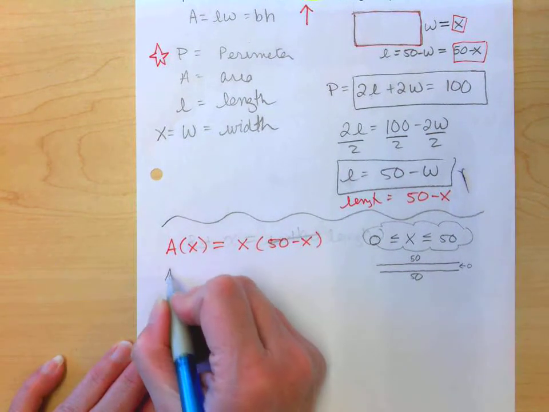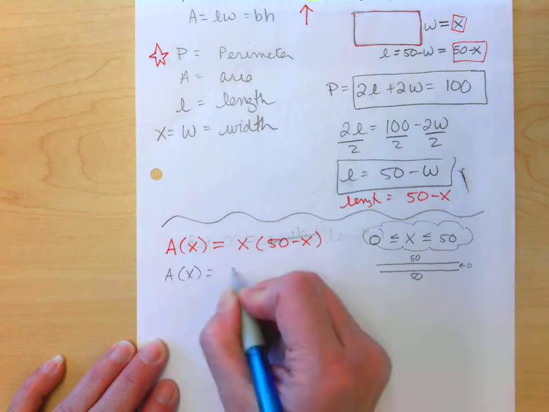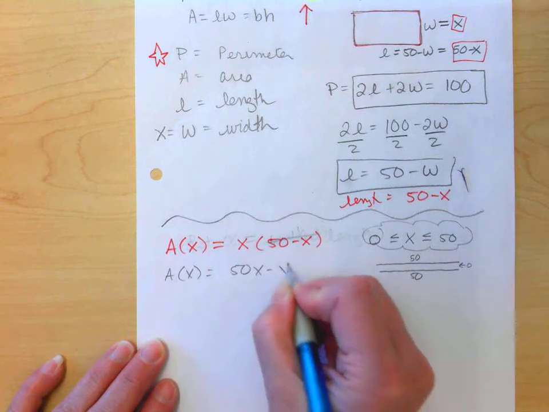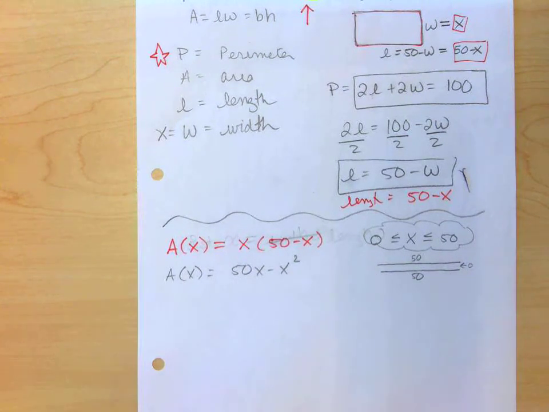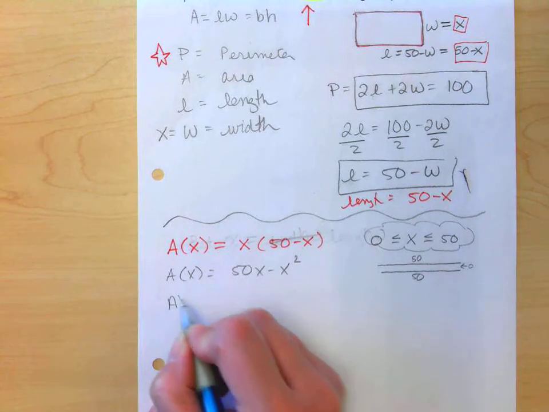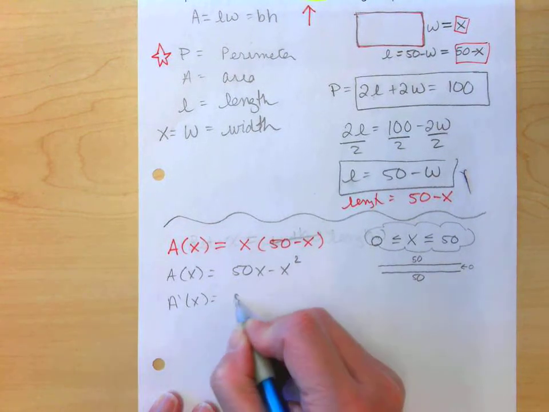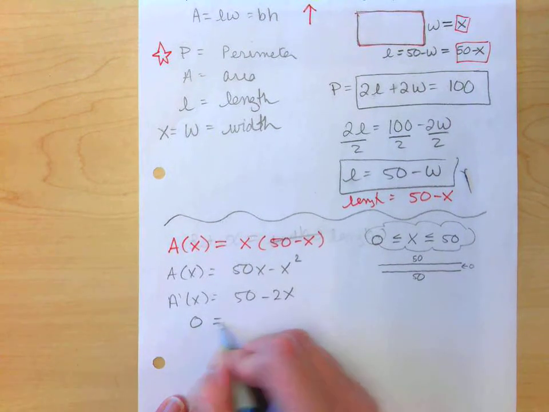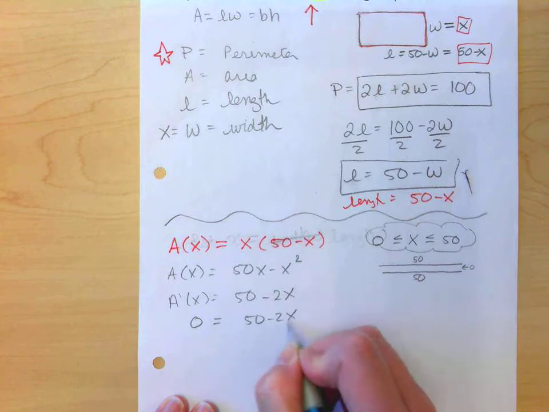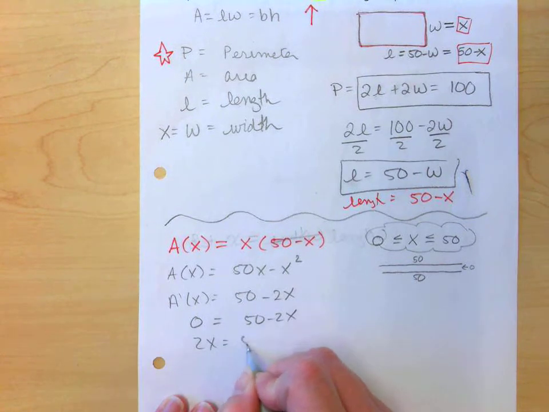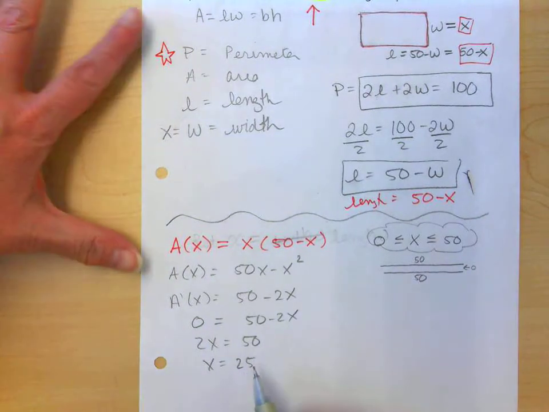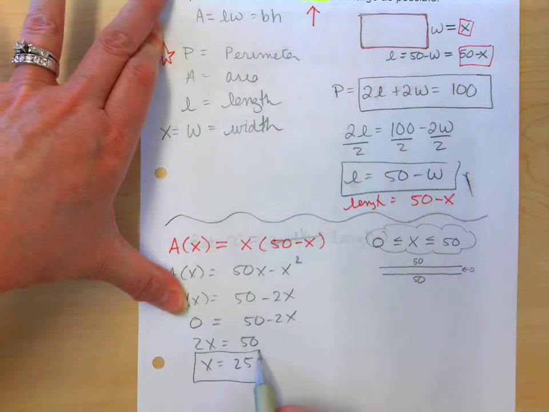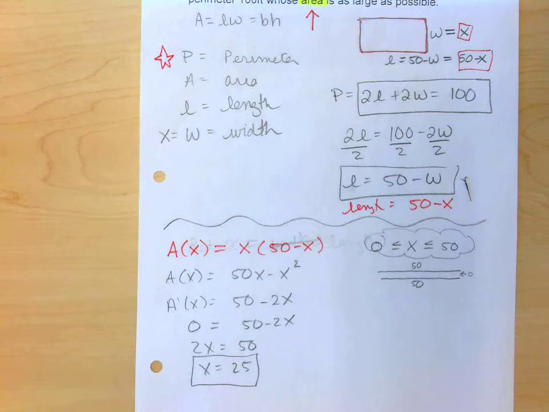So let's go about the first derivative. First, I'm going to distribute that x so that it's easier to work with. And the first derivative will be 50 minus 2x. When I set that derivative to 0, I get x equals 25. So now I've found the critical number.